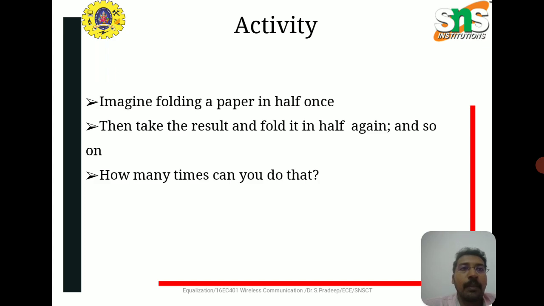Activity: imagine folding a paper in half once, then take the result and fold it in half again, and so on. How many times can you do that?